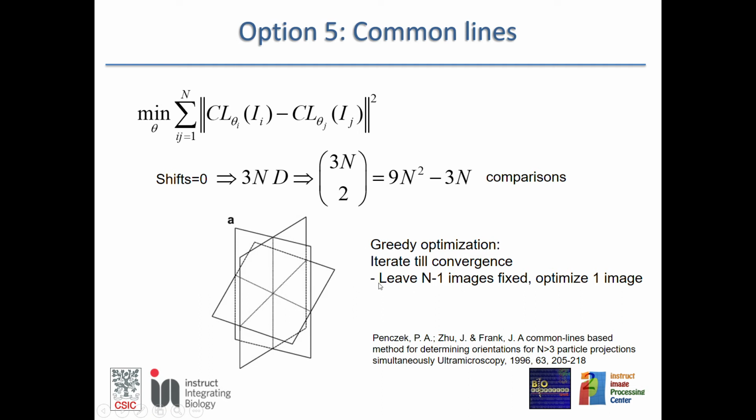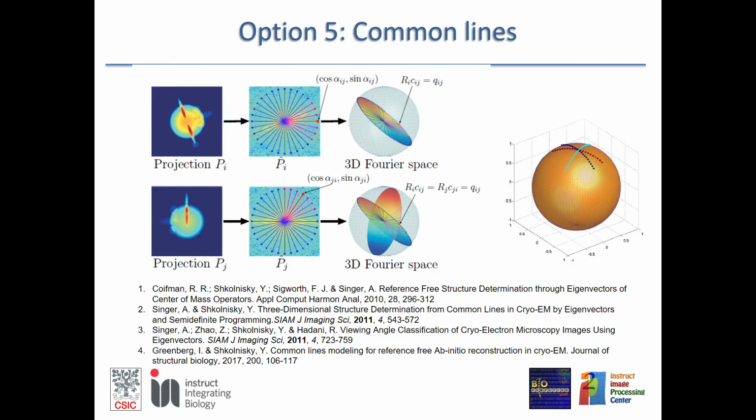And the way it was proposed at that time, it was again a greedy optimization, so leaving n-1 images fixed and optimizing one image, and then you move to the next image and you try to find the correct orientation. But the problem with this is still the greedy optimization. So if you start from a wrong position, then very often you cannot converge to the right solution. So in practice, this was a nice idea again, but it is not so much used in practice.